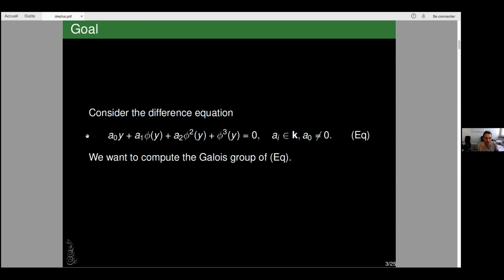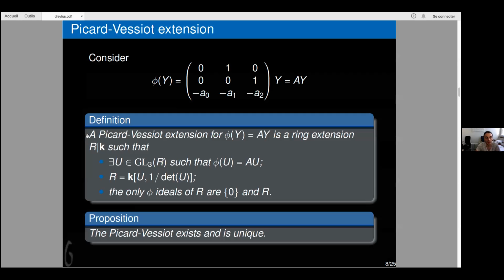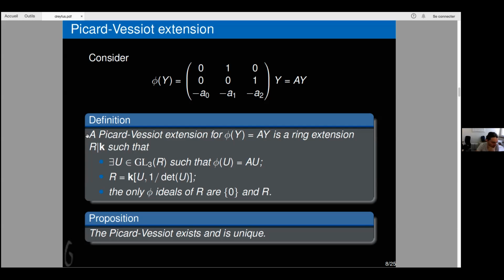So I will consider the order 3 equation, and I want to compute the Galois group. Let me make precise what the Galois group is, but before that I need to define what a Picard-Vessiot extension is. Let me translate the equation in terms of a system. The equation implies the following system in companion normal form. Conversely, by the cyclic vector lemma, every system is equivalent to an equation. So an equation and a system are exactly the same, but we have to make a choice, and we use the context of systems.